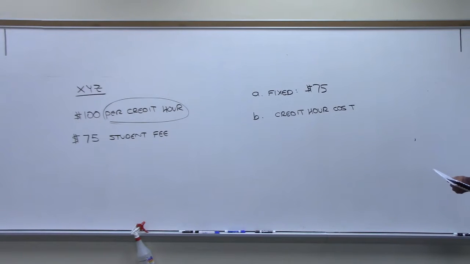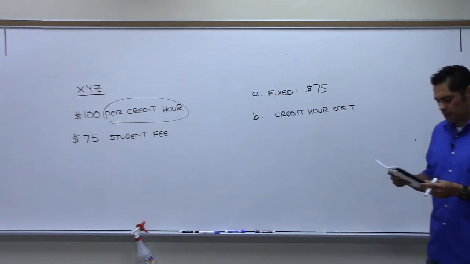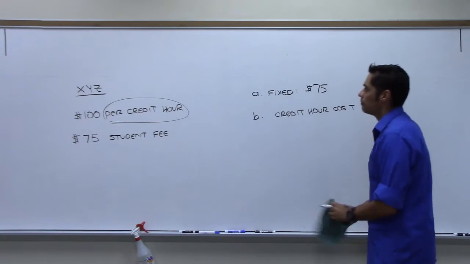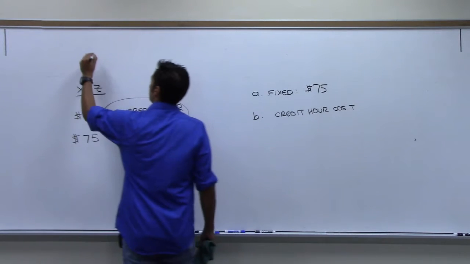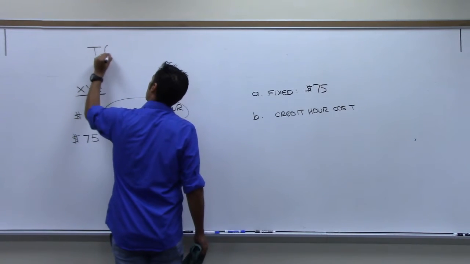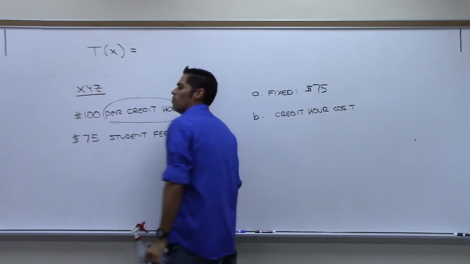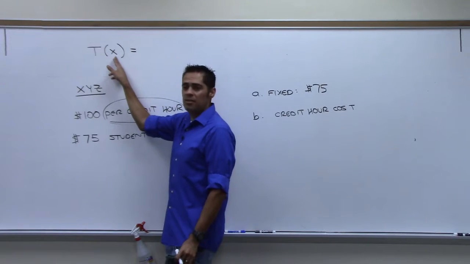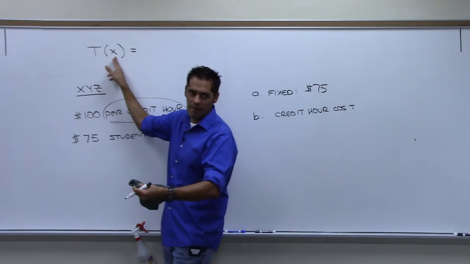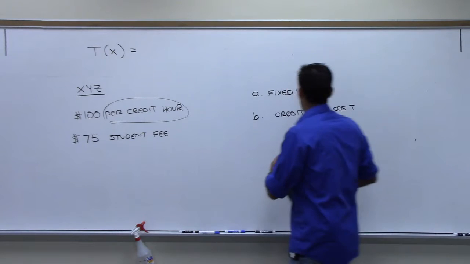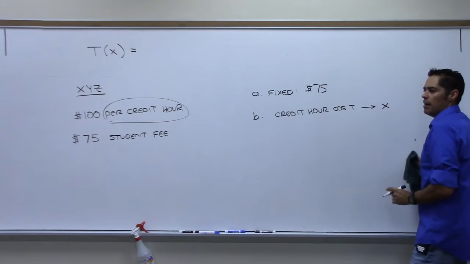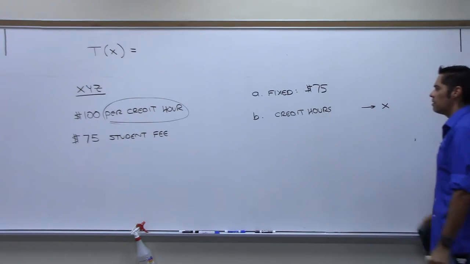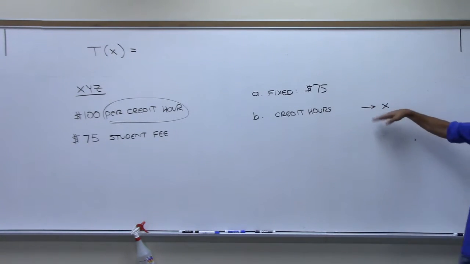And then write a function t of x. This is the first time we've seen this notation before. T, the tuition, and then parentheses x. What this is saying is that the tuition depends on x, is a function of x. And x is going to be the credit hours. Let's just call this credit hours, x. That changes, right? How many hours you take?